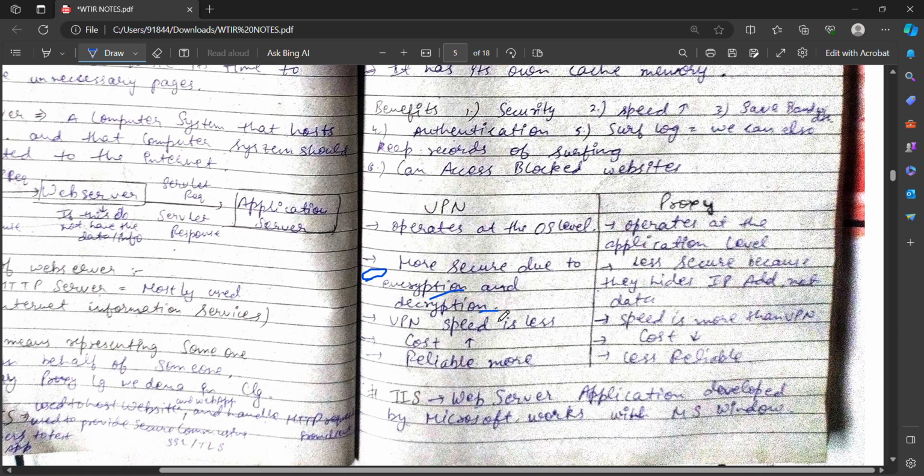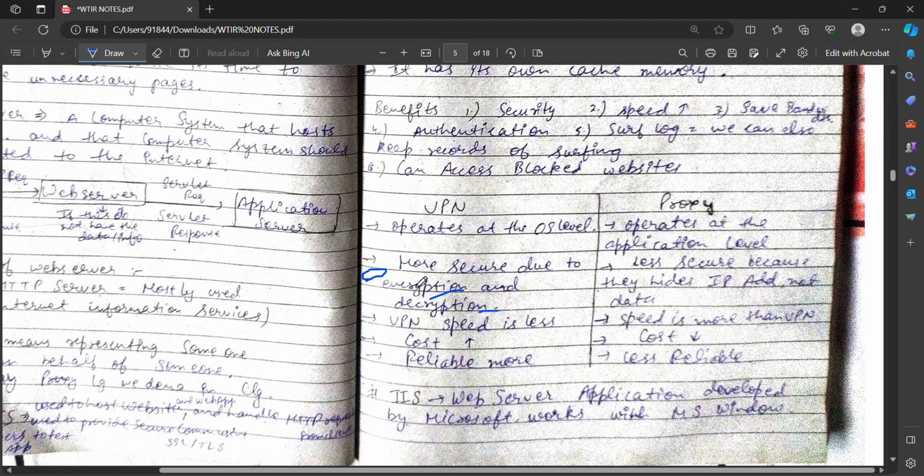So here in the proxy server they are basically hiding the IP address only. Okay, they are not hiding the data, or they are not providing any kind of security to us. They are just hiding our IP address so that we can access the blocked website with the help of another IP address that was not blocked by that particular website.